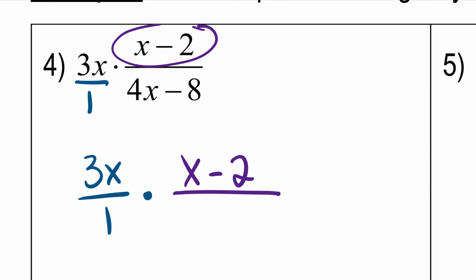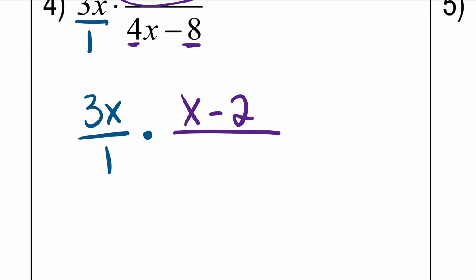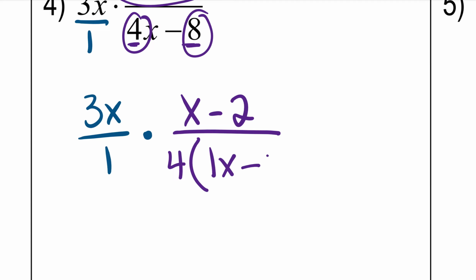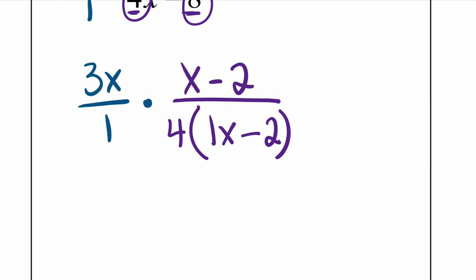But the bottom, oh, I can factor that one. Or not factor, I can GCF that one, right? I have a 4 and an 8. I can divide both of those by 4. I don't have an x in both, so I can't do that. So I do 4 divided by 4 is 1, and the x is still there. Minus 8 divided by 4 is 2. Now look at that. Before we multiply, we can go ahead and get rid of stuff. I have x minus 2, x minus 2.